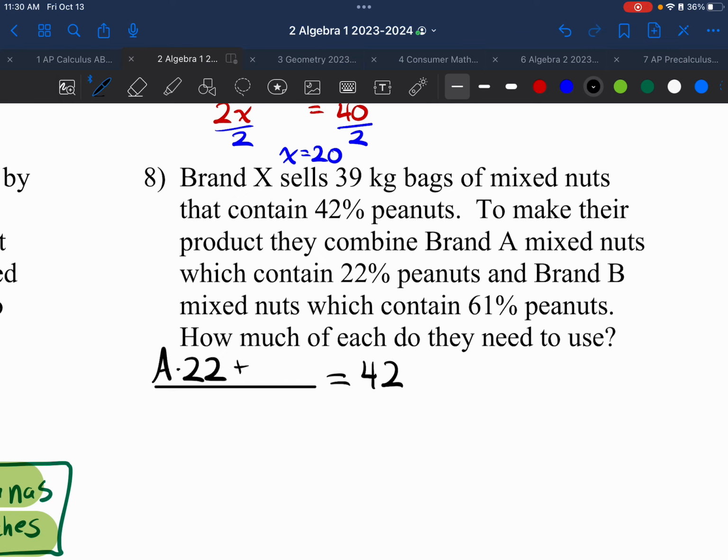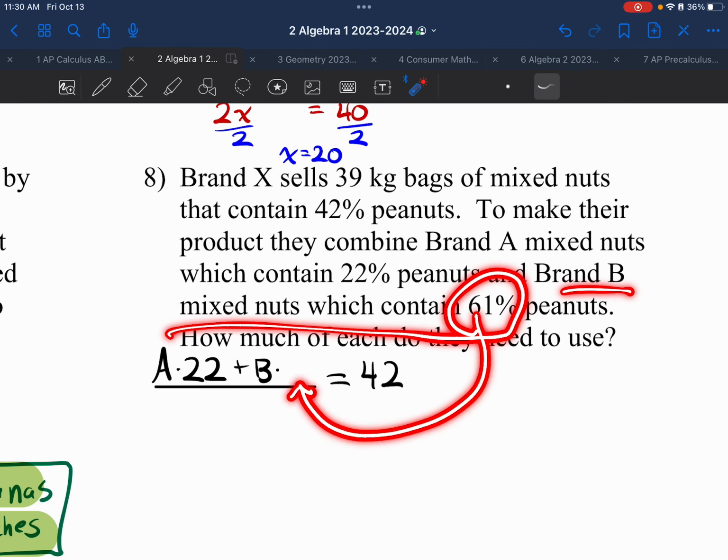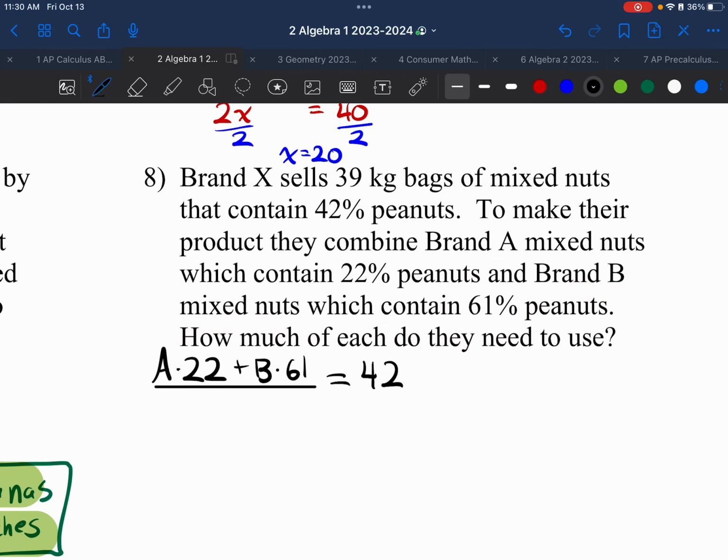And I'm going to add together the B amount, which I don't know, by the percent that B is. It says that brand B is 61%. So 61% is going to come over here. And I'm going to get the 2 amounts added together. Again, you usually do the first term here, this third term here, and you're going to say A plus B. So our first equation is set up. The problem, again, is I have 2 different types of variables and 1 equation, which means I need 2 equations.